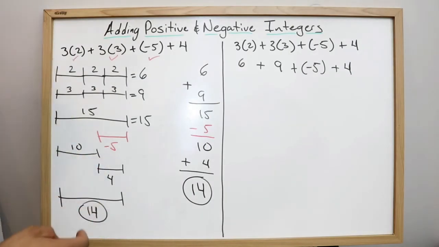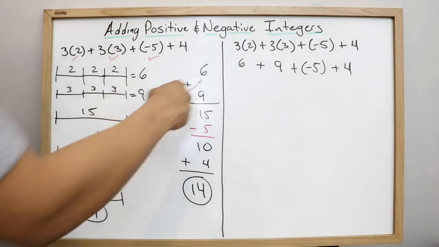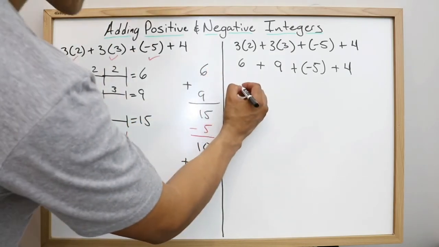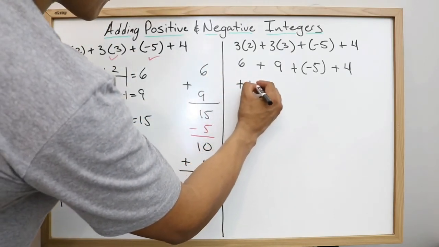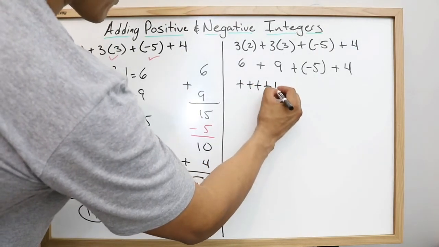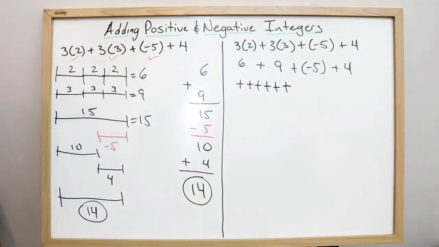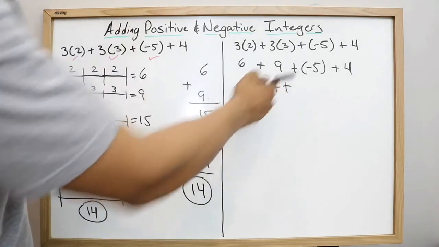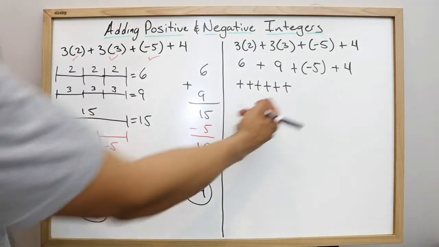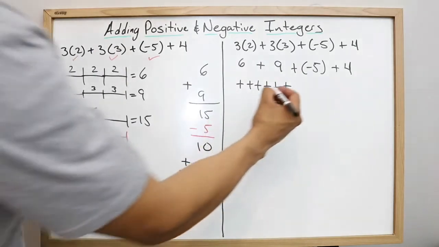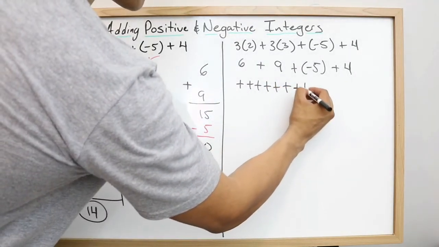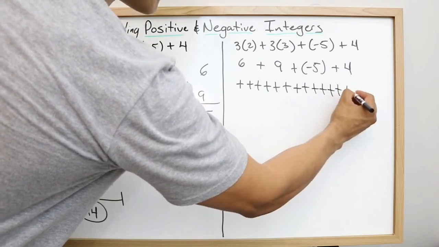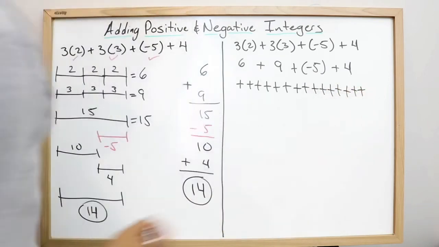So what I'm going to do, I'm going to represent this number with positive signs. So I have 6 positive signs. 1, 2, 3, 4, 5, 6. Okay? Now this one is giving me 9 positives. So what I'm going to do is I'm going to keep adding to the positives. I'm going to add 9. 1, 2, 3, 4, 5, 6, 7, 8, 9.